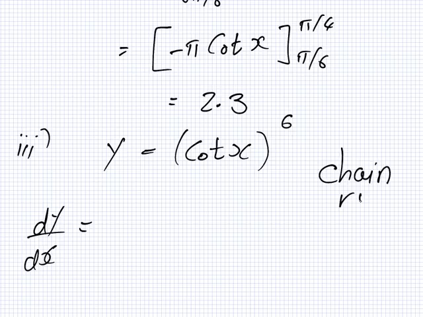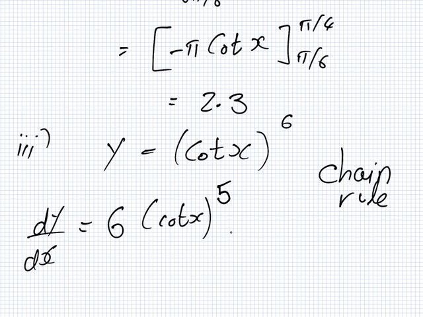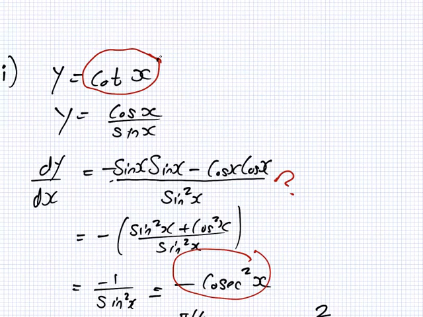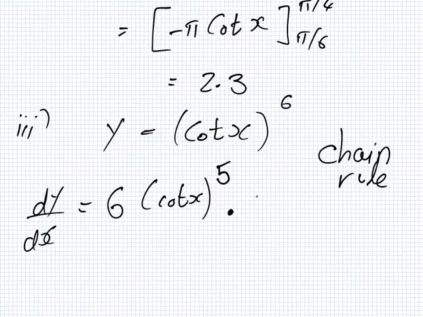No, chain rule. So you bring down the power and then differentiate the inside bracket. Bring down the power, reduce the power by 1, and then multiply by the inside derivative. What's the derivative of cotan? Well, that's what they asked us to do at the start. The derivative of cotan is minus cosec squared. So multiply by minus cosec squared x, and that's the answer. Do they ask me to simplify? No. Perfect.